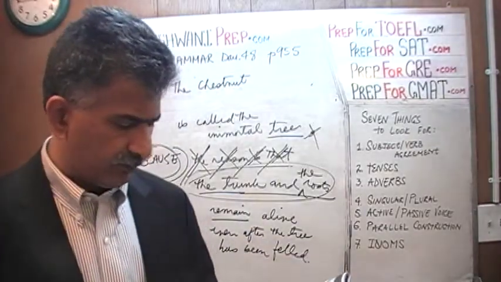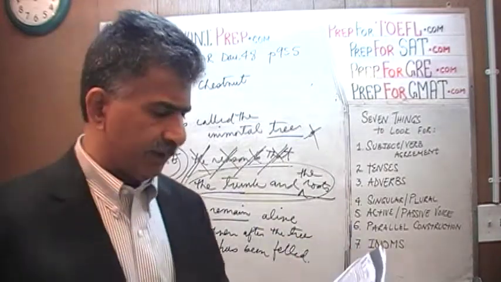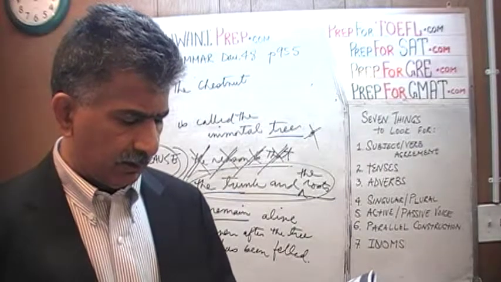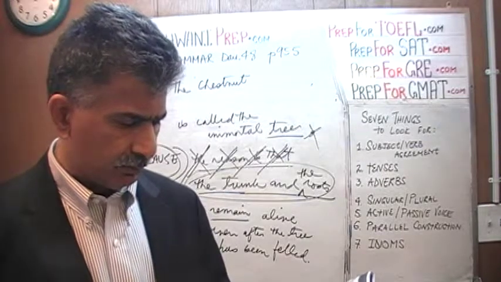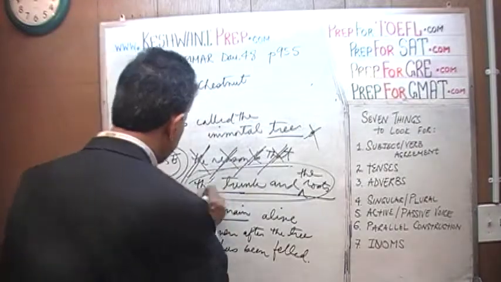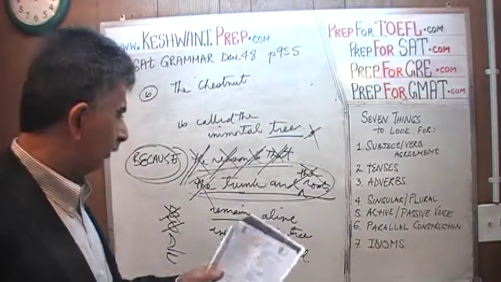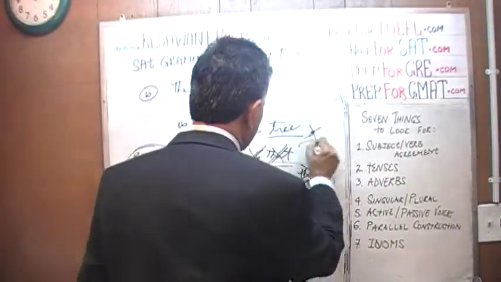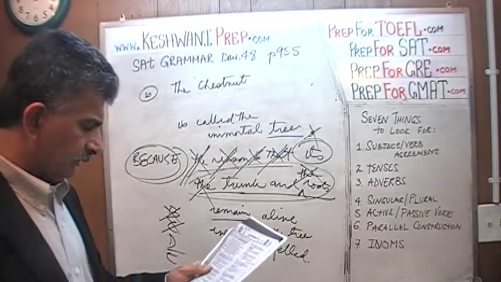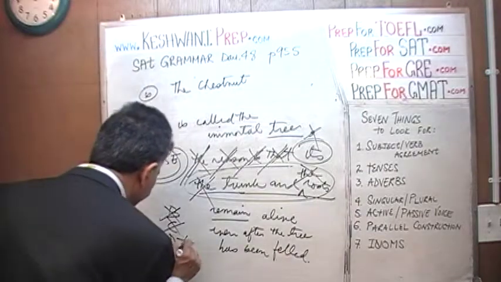Let's go on to C. C also has a comma, that's no good. D says it is called the immortal tree because its trunk and roots remain alive long after the tree has been chopped down. You don't need the article. The answer is D.